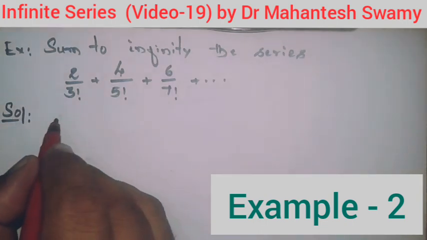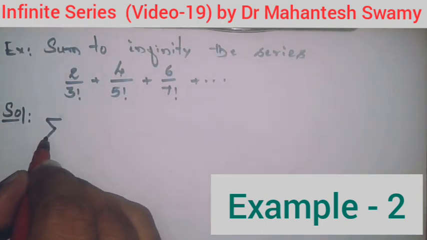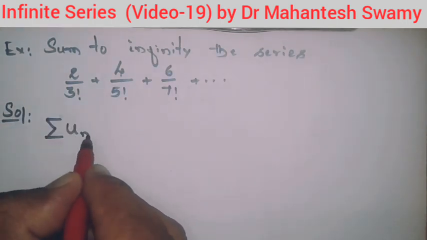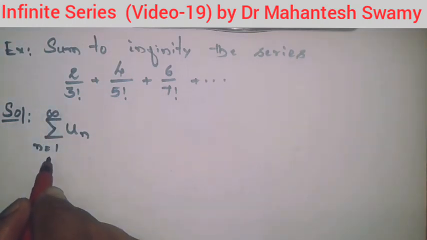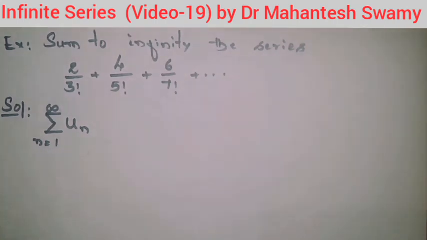So consider the given series as summation un, where n runs from 1 to infinity. This all of us know. In a series, the terms always start from 1 to infinity, because the series is the sum of the terms of an infinite sequence, and the infinite sequence will have the terms for all values of n equal to 1, 2, 3, 4 like that. So n belongs to the set of natural numbers, therefore n should start with 1.